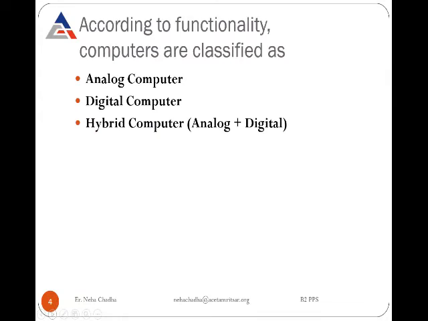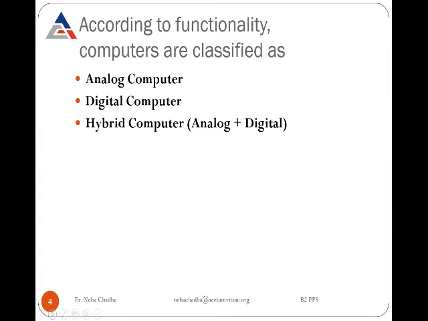According to the functionality, computers are classified into three categories. First are the analog computers, where you get the output in the form of waveforms. If we consider the example of an ECG machine, it is also one form of computer that will give you output in the analog form.